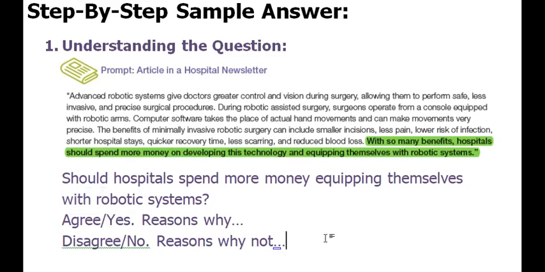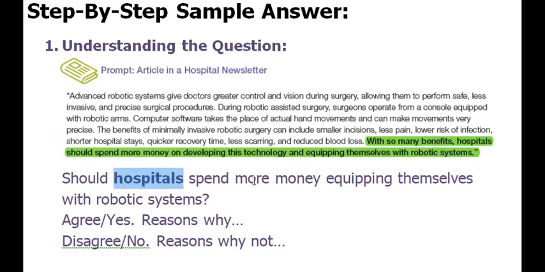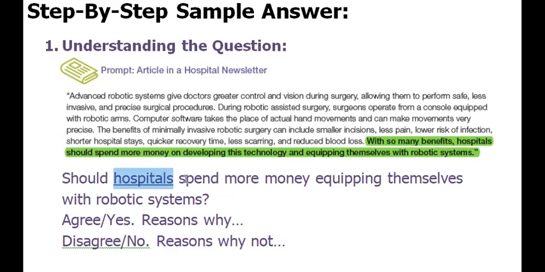So you're not focusing as much on the benefits versus drawbacks of robotic systems, which most of the students will probably write about. The question is really asking you, should they spend the money? Should hospitals spend more money on robotic systems? So yes, why should they spend more money on robotic systems?